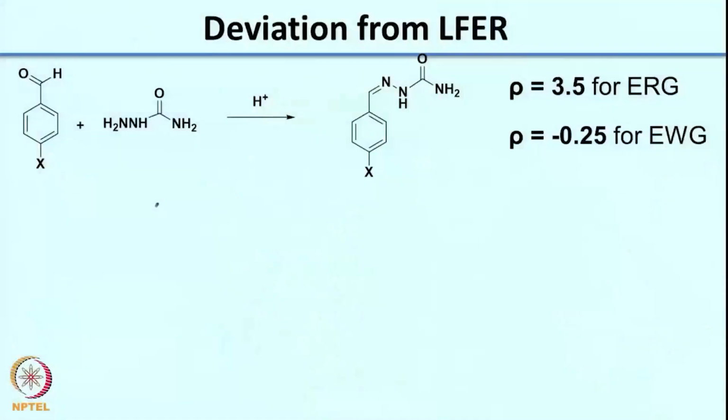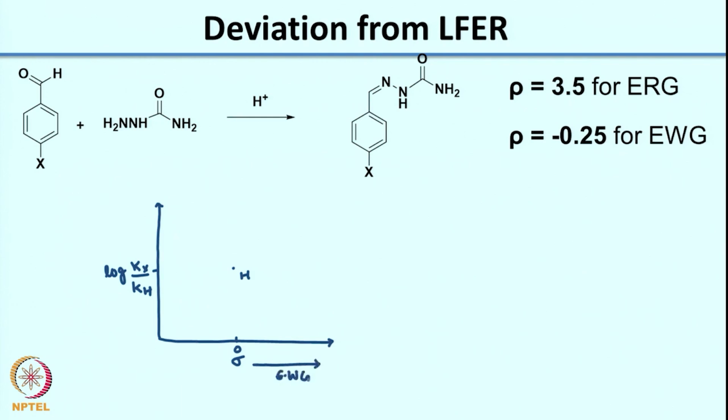So, now if we try to draw the Hammett plot, you have log of Kx versus Kh, and on your x axis you have sigma. Let us take this as the point where you have 0, 0. So, your hydrogen would be somewhere here. As before, sigma greater than 0 you have electron withdrawing groups, sigma less than 0 you have electron releasing groups, and sigma 0 is hydrogen.